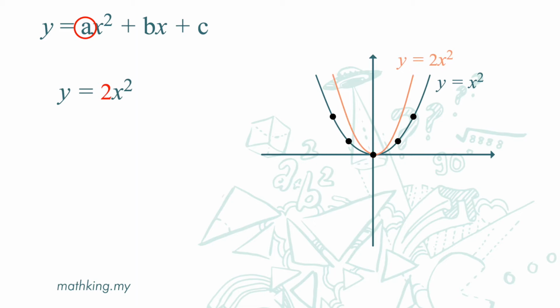What does the graph of y equal 1 over 2x squared look like? For y equal 1 over 2x squared, all the y values of these points are going to be multiplied by 1 over 2. The point in the middle is unchanged because the y value of that point is 0, and 0 times 1 over 2 is 0.